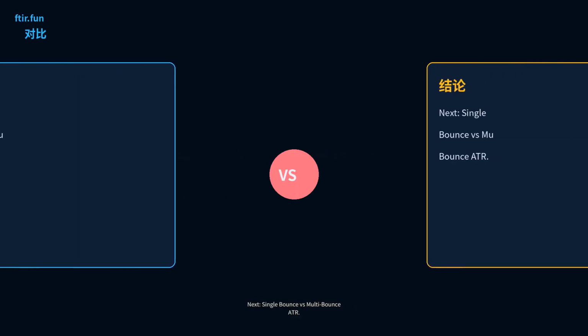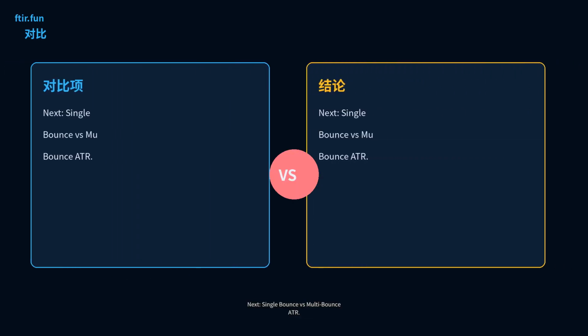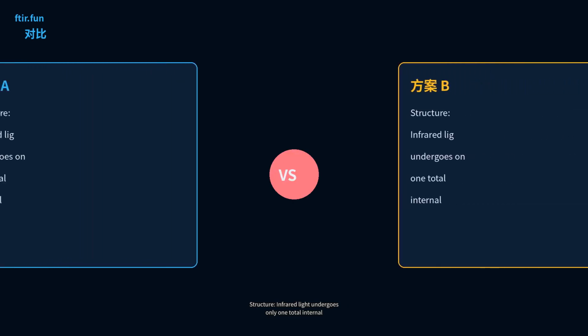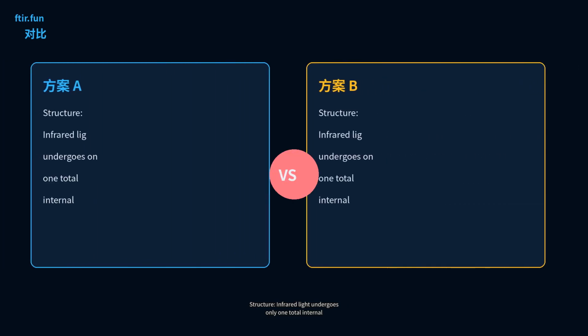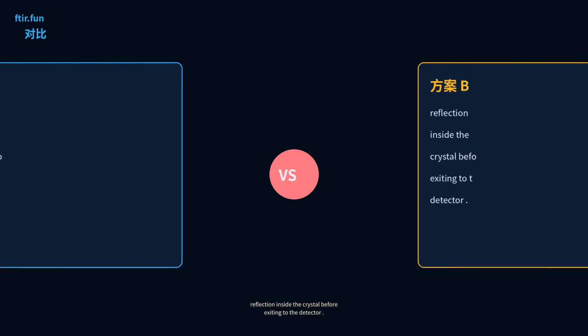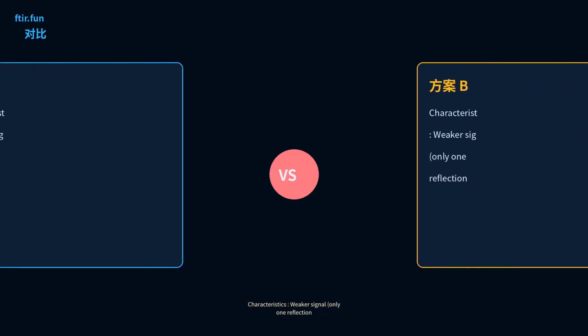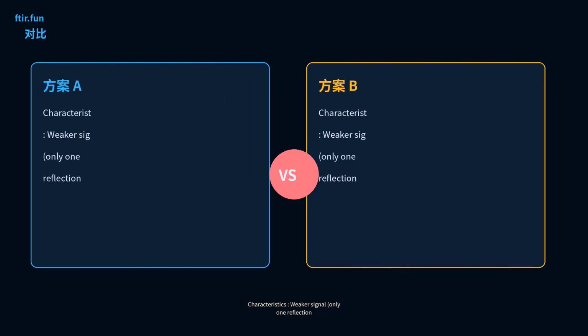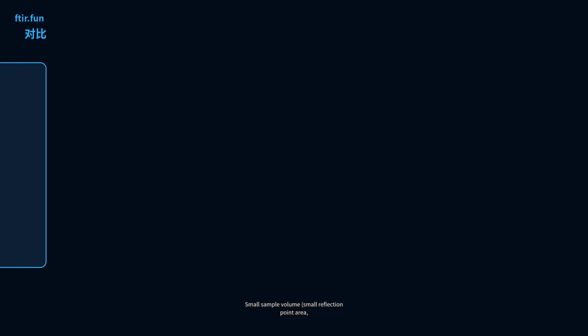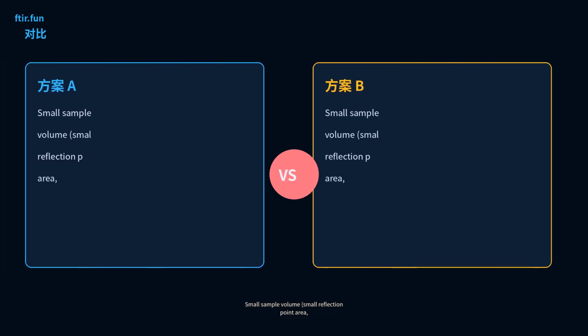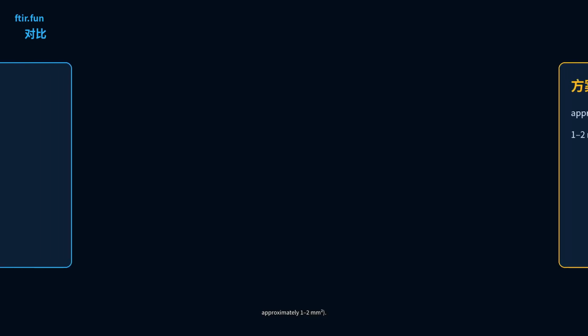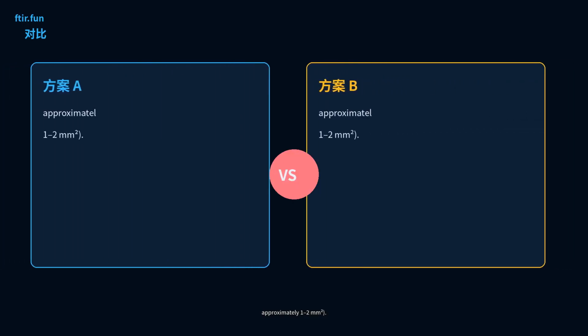Next, single bounce versus multi-bounce ATR structure. Infrared light undergoes only one total internal reflection inside the crystal before exiting to the detector. Characteristics: weaker signal, only one reflection. Absorption: small sample volume, small reflection point area, approximately 1 to 2 square millimeters.